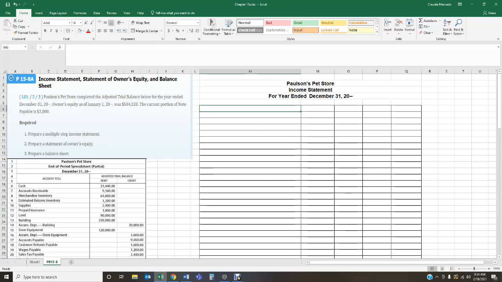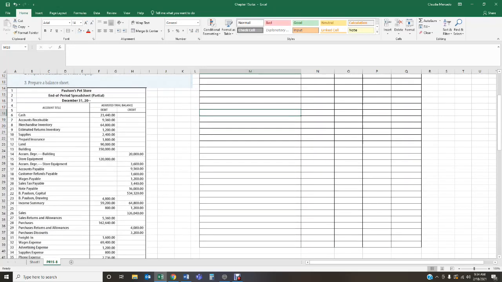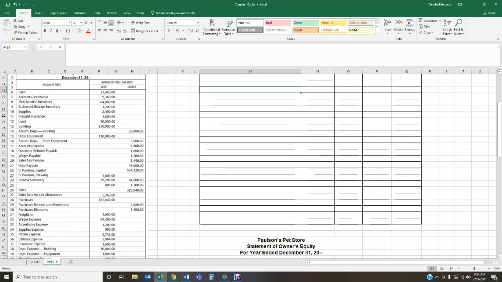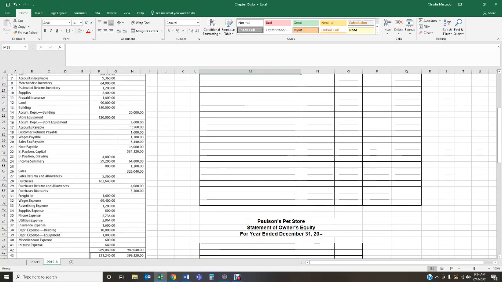Okay, on our income statement, we always begin with our revenues. Always begin with our revenues. So before we even start typing, let's go and identify our revenue accounts. Okay, so our revenues are located down here. So we've got sales of $326,040, but right below it we have sales returns and allowances of $5,360. Okay, so these are the two accounts that we're going to be using to calculate our net sales.